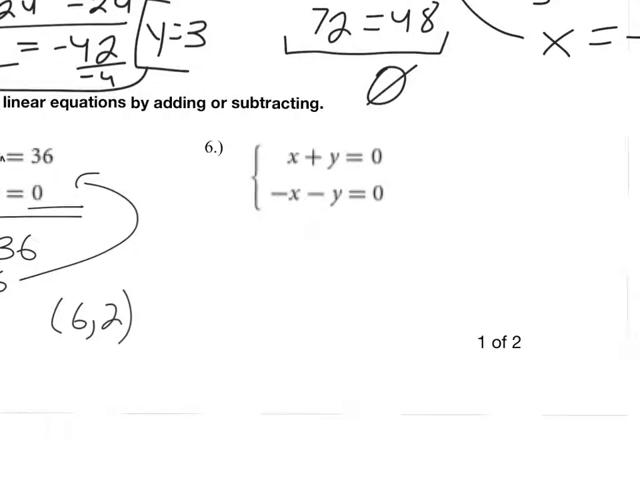This one you also wouldn't have to change anything at all because we already have opposites. So actually the x's would cancel out and the y's would cancel out, and we'd be left with 0 equals 0. Does 0 equal 0? Yes. So that would mean that these two lines are actually right on top of each other, which would mean that there would be an infinite amount of solutions.